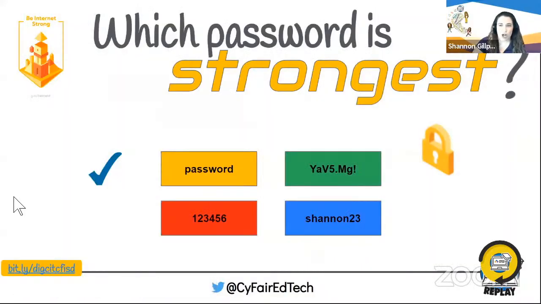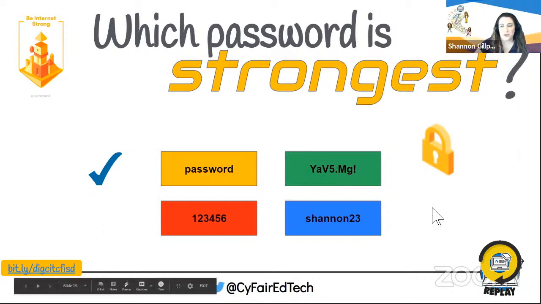Okay, so on your template, you have a question: which password is strongest? So you're going to click and drag the check mark to the password that you feel is strongest based on what we just talked about. Did you know that the most common passwords are the word password and the number 123456? Those, in my opinion, would not be ones that you would want to use. So which password do you think is the strongest?